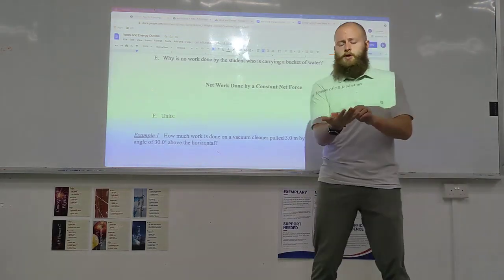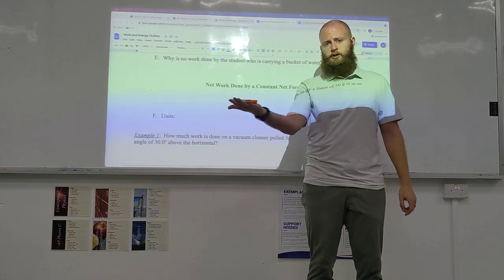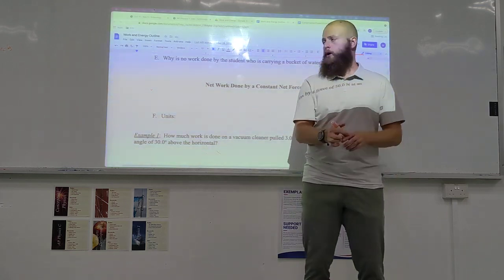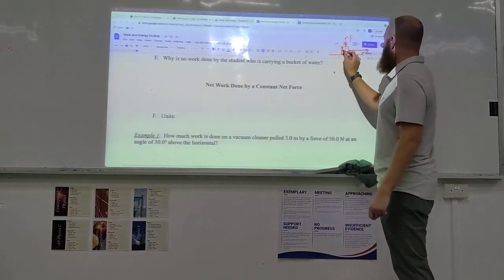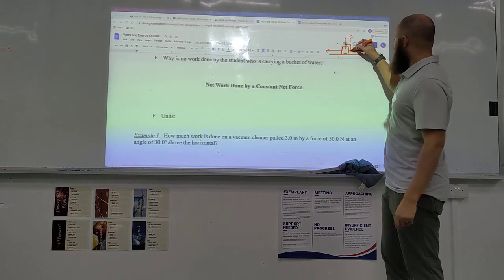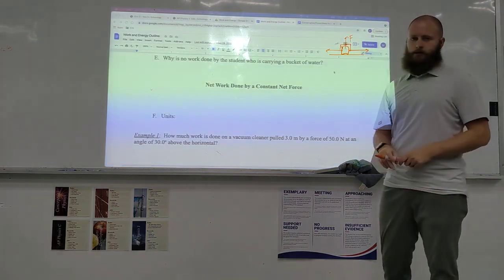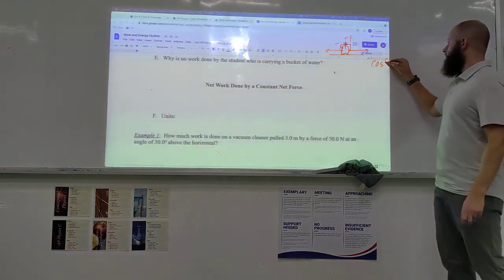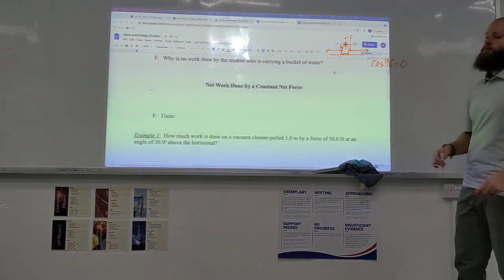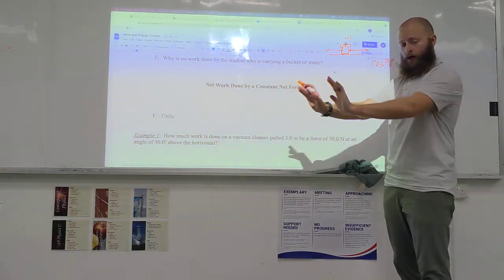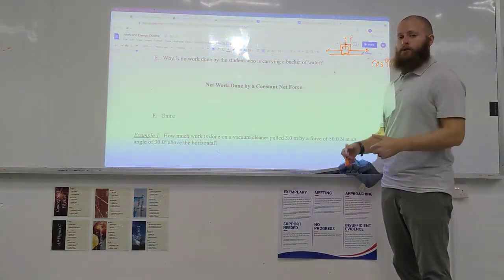But the question is, which direction is the marker moving? Yeah, the marker is moving either this way or this way. If you notice, the angle here is 90 degrees. And what is the cosine of 90 degrees? Well, that equals 0.